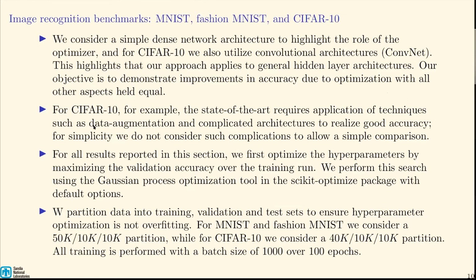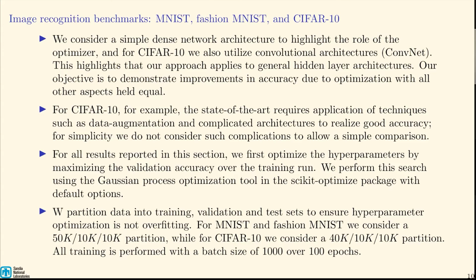So then we looked at some standard image recognition benchmarks, some of the simpler ones: MNIST, Fashion MNIST, and CIFAR-10. For MNIST and Fashion MNIST, we just use simple dense networks for the hidden layer. For CIFAR-10, we use convolutional architectures. The details of the specific architecture are in our paper, but this illustrates that you can apply this strategy with whatever hidden layer architecture you want.